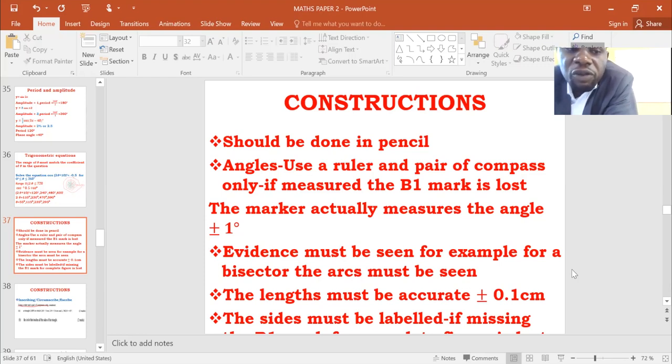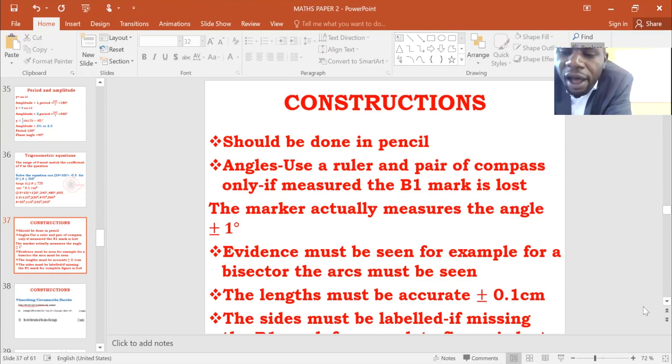If the angle that was supposed to be constructed is 60 degrees, but you construct yours and I measure and I get 62. Again, at 60, there's allowance for plus or minus 1. If I measure and I get 59, very right. 61, very right. But 62 or 58, those will be penalized.